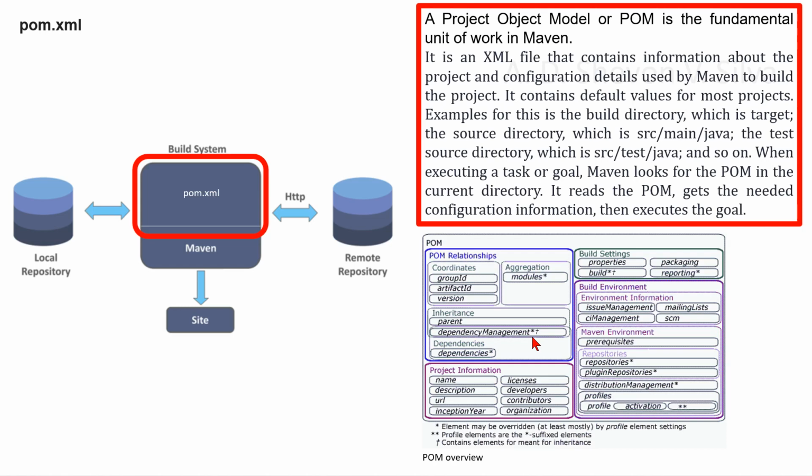4.12, then POMs inheriting from this one can set their dependency giving the group ID equal to junit and artifact ID equal to junit only, and Maven will fill in the version set by the parent. The benefits of this method are obvious. Dependency details can be set in one central location which propagates to all inheriting POMs.